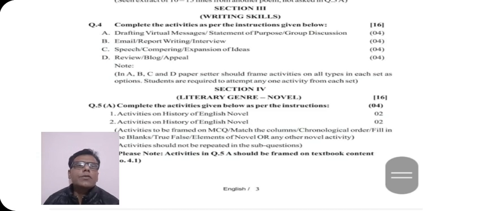I think you got that. Now we'll turn to section 4, literary genre means novel, for 16 marks.